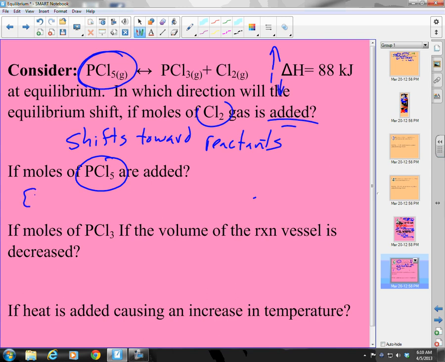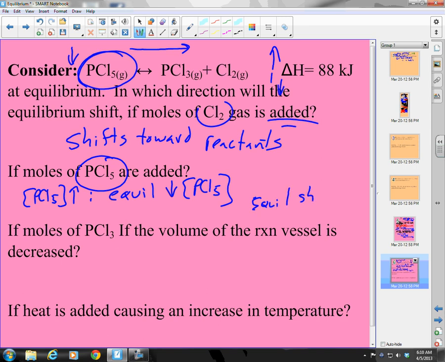That means what? The concentration of PCl5 is increased. So what does my equilibrium want to do? My equilibrium wants to decrease moles of PCl5, right? So that means I want to bring this down. How am I going to bring that down? Well, it means my equilibrium wants to go in this direction, and so my equilibrium shifts toward products, right? Shifts towards products because by going towards products, I will consume this added PCl5.